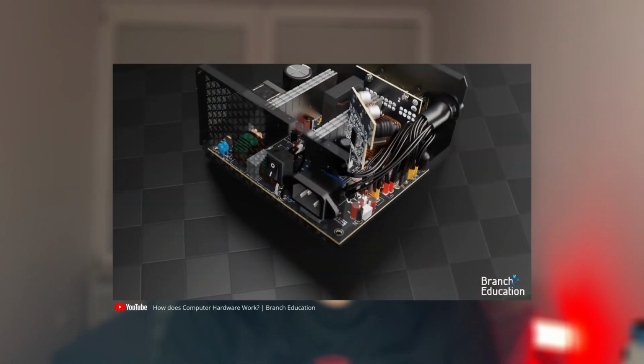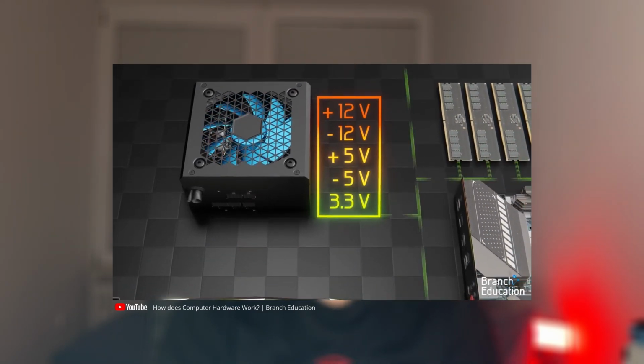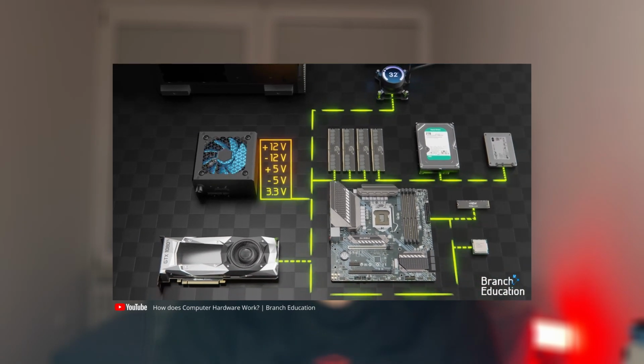The level of DC voltage within a computer varies depending on the specific components and their requirements. However, the DC voltage supplied by the power supply unit to the computer's internal components is typically standardized. In desktop computers, the main DC voltage outputs from the PSU are 12 volts, 5 volts and 3.3 volts. These voltages are used to power different components within the computer, such as the CPU, GPU, motherboard, storage drives and peripherals.